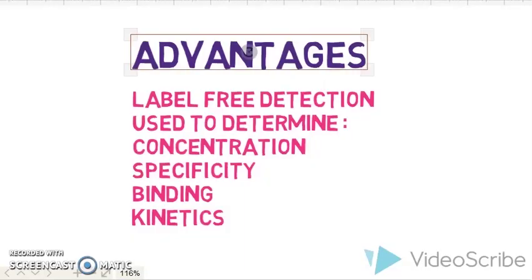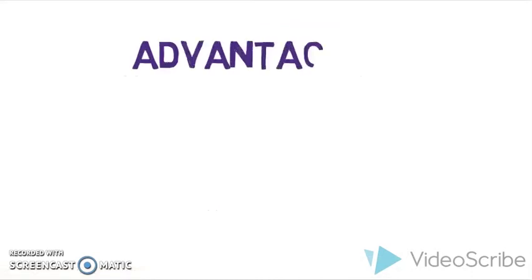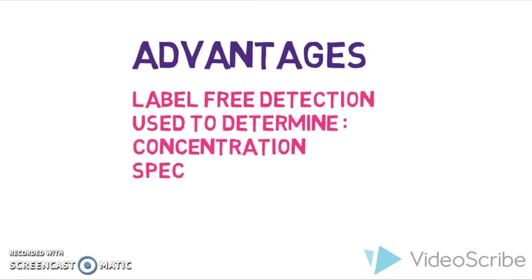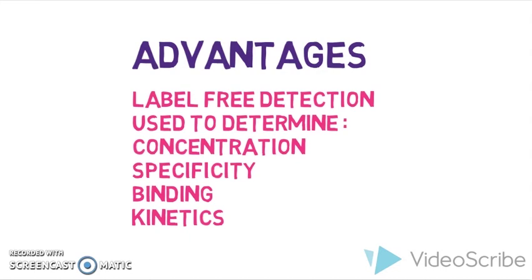So, let's finally talk about the advantages of using surface plasmon resonance for biosensors. They provide label-free detection. What is a label? A label is any foreign molecule that is chemically or temporarily attached to the molecule of interest to detect molecule presence or activity, which can potentially alter its intrinsic properties. Thus, SPR provides us a label-free detection method and also provides us an accurate way of studying the concentration, specificity, binding, and kinetics.